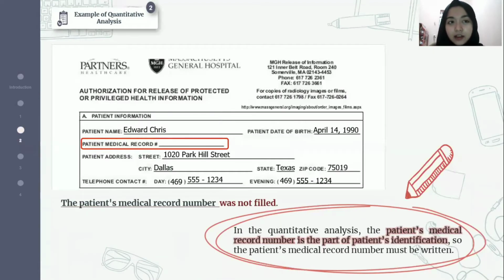This is the example of quantitative analysis. In this template, the patient's medical record number was not filled. In the quantitative analysis, the patient's medical record number is part of patient's identification, so it must be written.